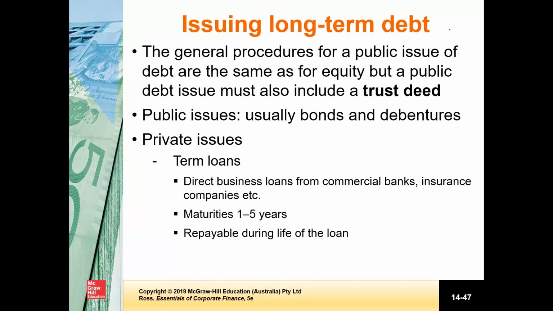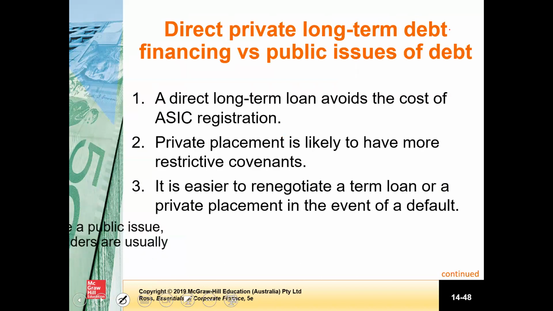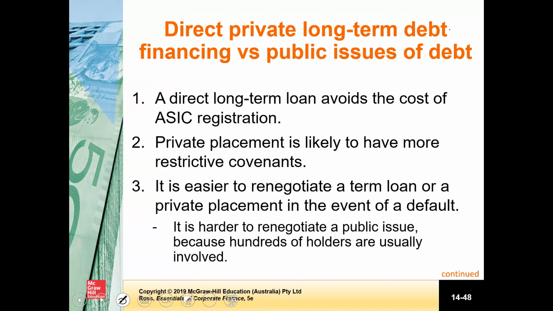Okay. The important differences between direct private long-term debt financing and public issue of debts are described in these 2 slides. So a direct long-term loan avoids the cost of ASIC registration. That means if you're borrowing from a bank directly, this loan doesn't need to be registered with ASIC. Direct placement is likely to have more restrictive covenants. It is easier to renegotiate a term loan or a private placement in the event of a default. It is harder to renegotiate a public issue because hundreds of holders are usually involved.